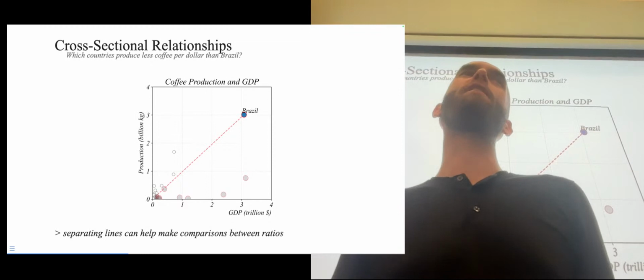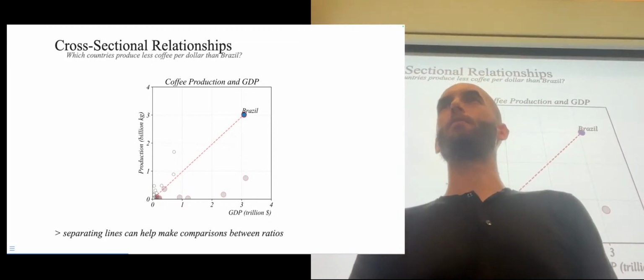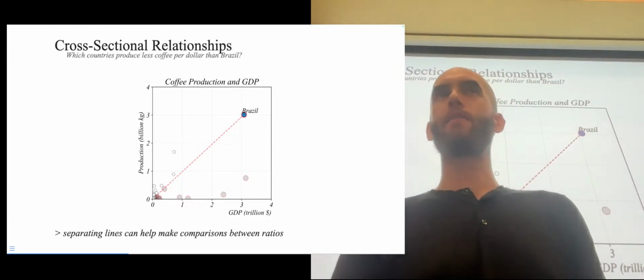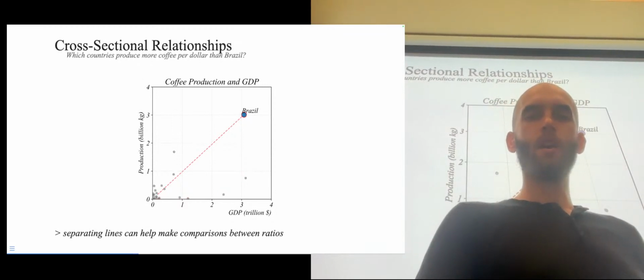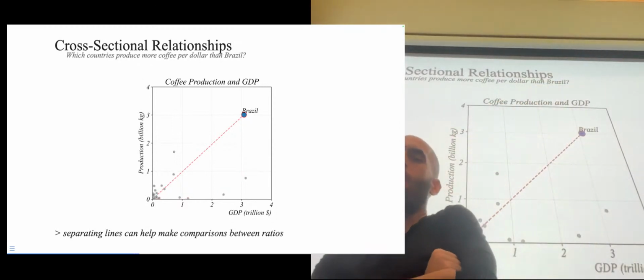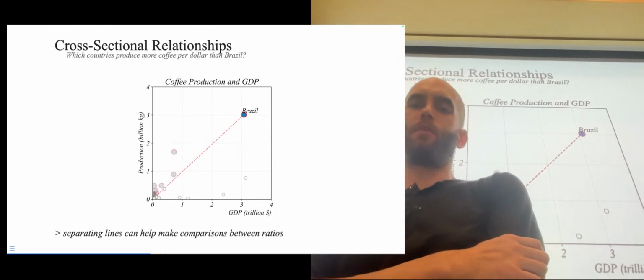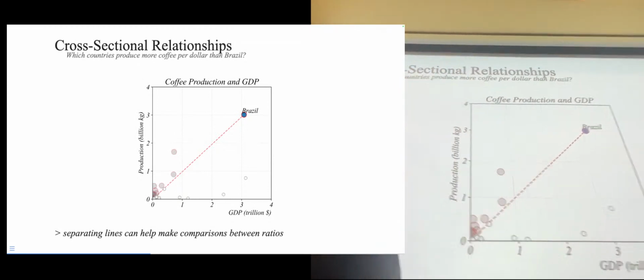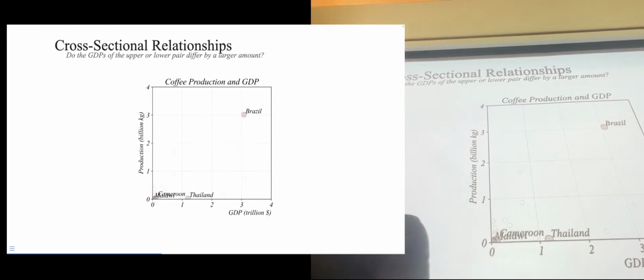Nice. We could call these separating lines if we like. We did something similar with a 45-degree line before, but it doesn't have to be 45 degrees. We can set these up really in any way we like. All right, and then we can just do the same thing on the other side. So if we're looking at more coffee per dollar than Brazil, then it would be these countries. So we can make comparisons between ratios. So essentially these lines represent some constant ratio across a bunch of horizontal and vertical values.